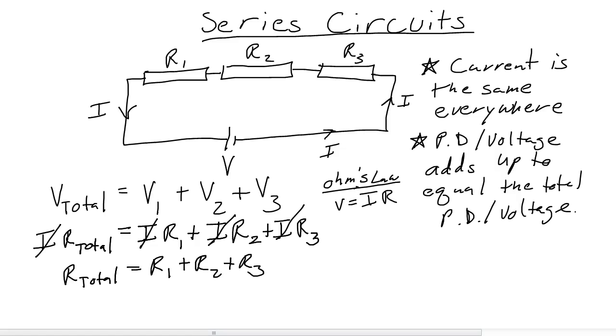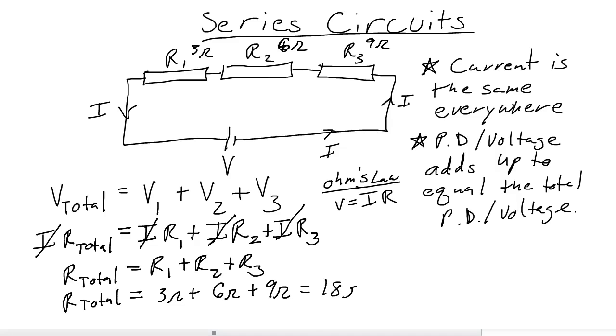So for example, if this one is, say, 3 ohms, and let's say this one is 6 ohms, and this one's 9 ohms. If I wanted to find the total resistance of this whole circuit, I could say that R total is equal to R1, which is 3 ohms, plus R2, which is 6 ohms, plus R3, which is 9 ohms. And I would find the total resistance of the whole circuit is 18 ohms.